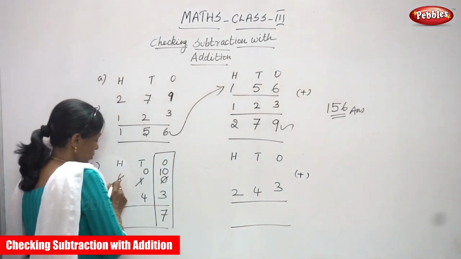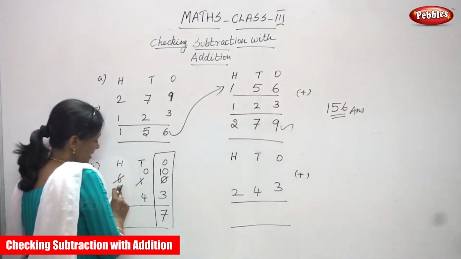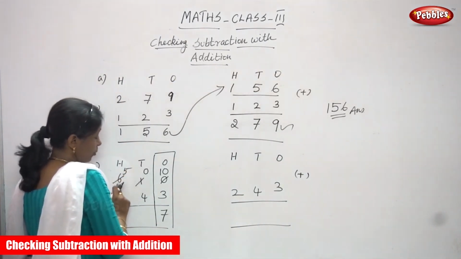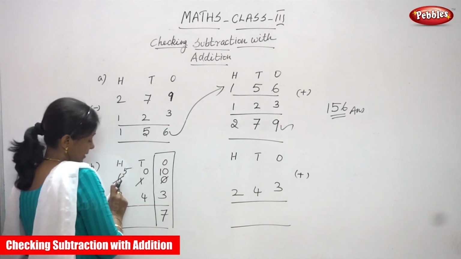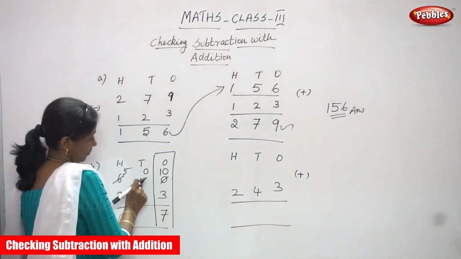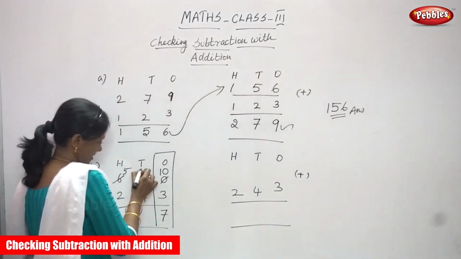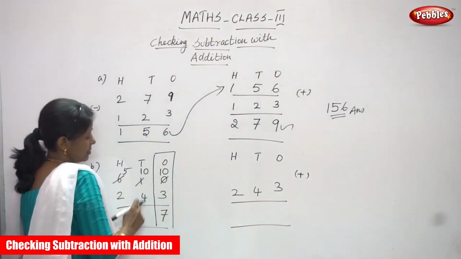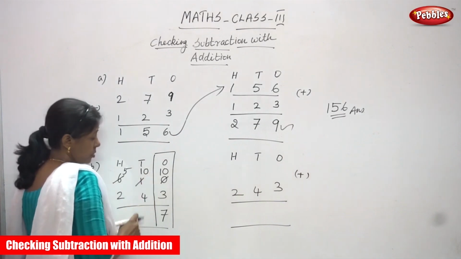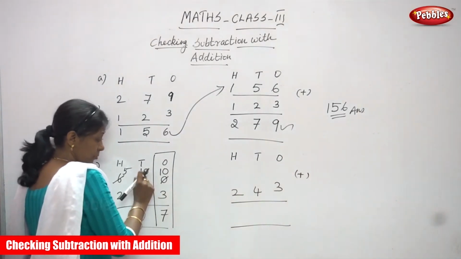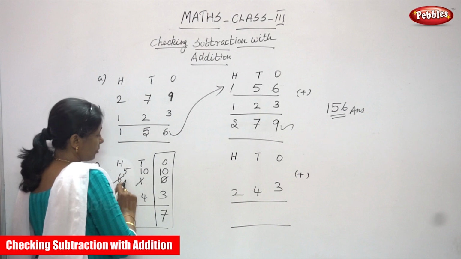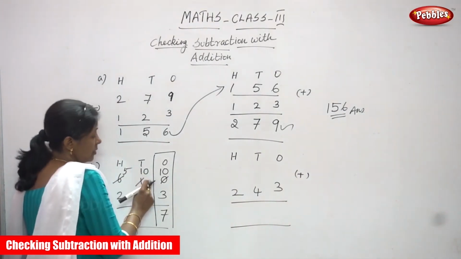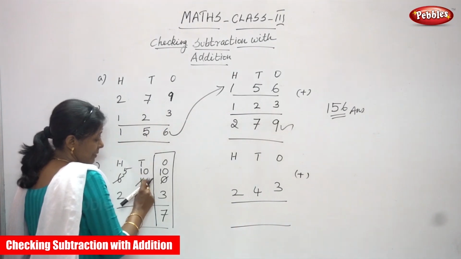So this 600, if I borrow 100 from 600, this 600 becomes 500. I have to borrow 1 from this 6, so this 6 becomes 5. Then this 0 will become 10, that means 10 tens. Now 10 minus 4. If I borrow from 1, this 0 becomes 10. Now this 10 is greater than 4.